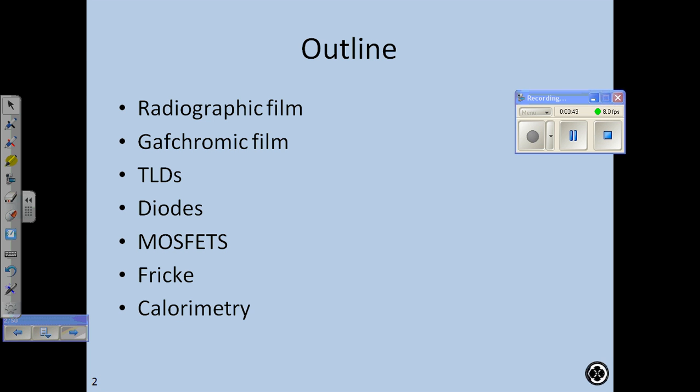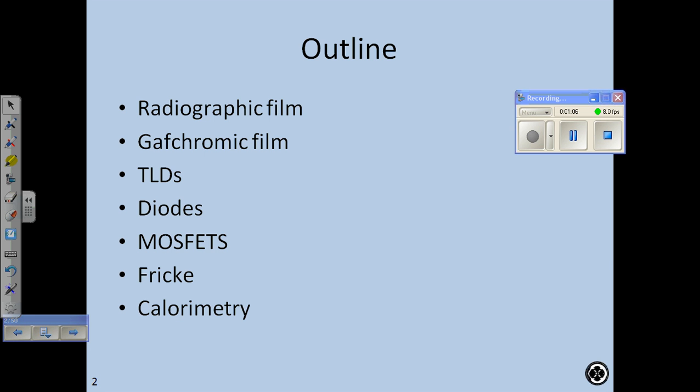Because we're going to be talking about several ways of measuring dose, I thought I'd put an outline today. First, we're going to cover radiographic film, then GAFchromic film. There's a difference there, okay? And we'll be discussing the differences between those two. Then thermoluminescent dosimeters, then diodes, then MOSFETs. Then we're going to touch a little bit on Fricke dosimetry and calorimetry, just so you know what that's about.